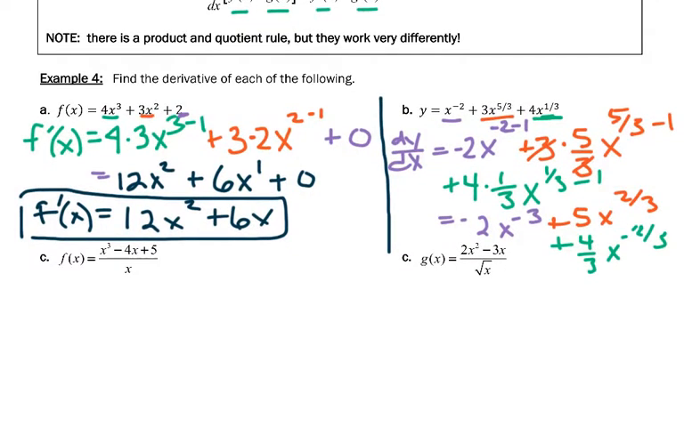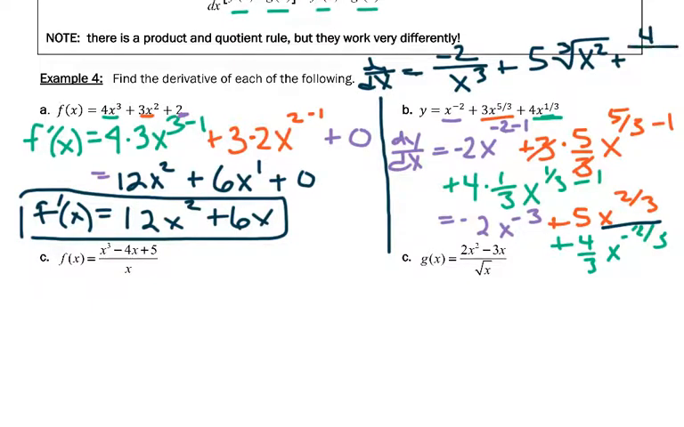Okay, so if we're trying to write that nicely, I'm going to go up above b to write it. So we get dy dx equals negative 2 over x to the third plus 5, and then because we have x to the 2/3, that means we have a cube root of x squared, plus 4 over 3, that's this part, and then x to the negative 2/3, that means it's going in the denominator, and it is a cube root of x squared. That's a 2 there. It's a little hard to read. And that is our derivative for b.